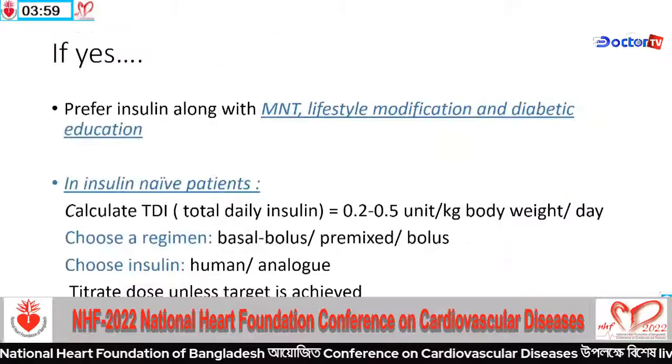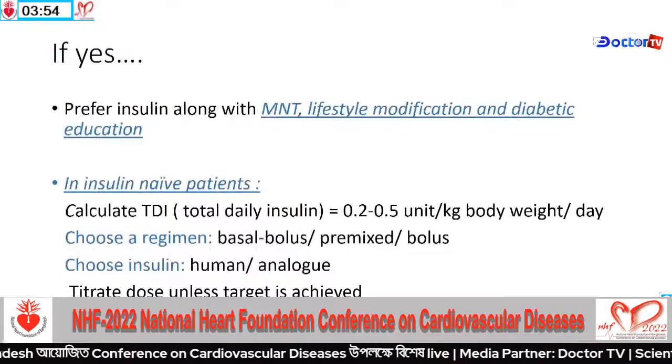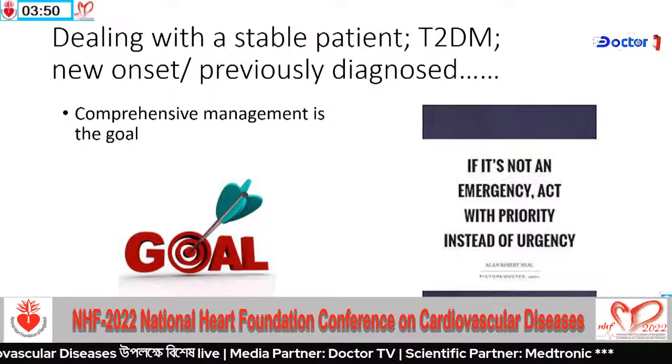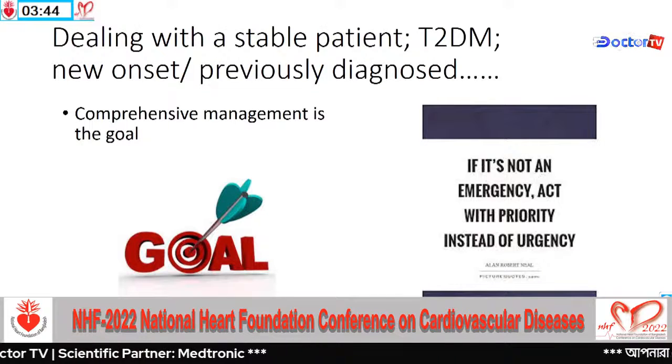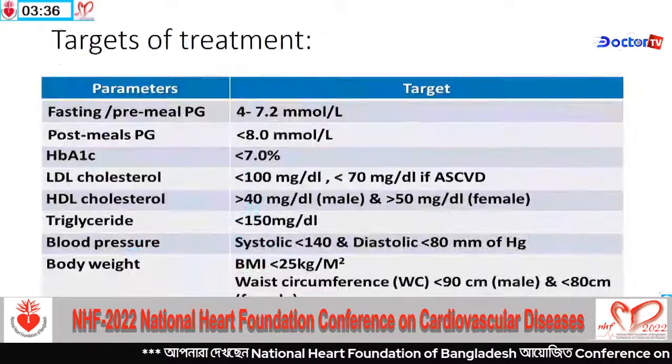So after this, we have to think. If there is no catabolic state, there is no need to start insulin. If blood sugar is not more than 300 milligram or A1C is not more than 10, then we step up in different ways. So we have to make a comprehensive plan for insulin and diabetes management.